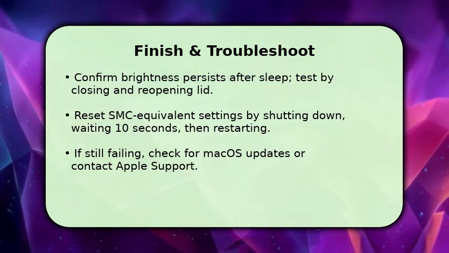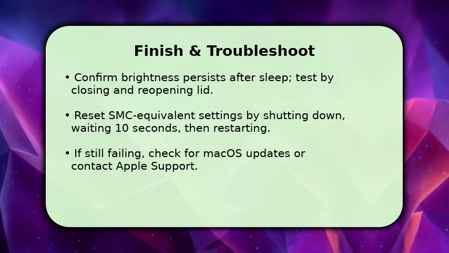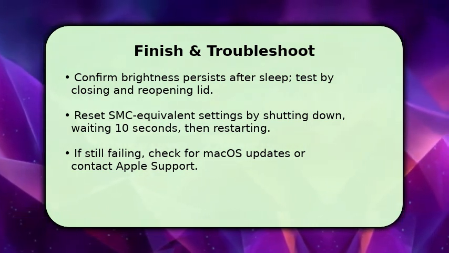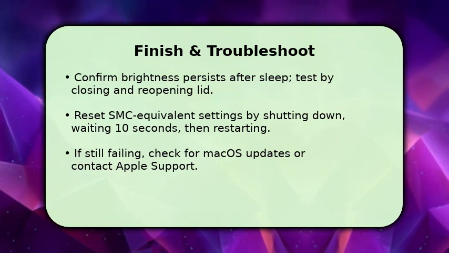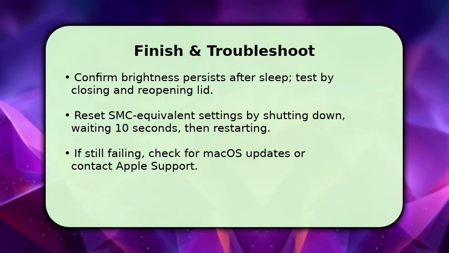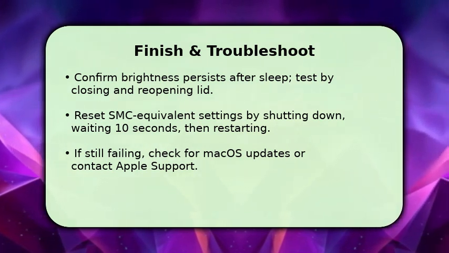If brightness behaves erratically, fully shut down, wait 10 seconds, and restart to clear hardware state. This mimics an SMC reset on Apple Silicon. If problems continue, make sure macOS is up to date and then contact Apple support. They can rule out sensor or firmware issues.